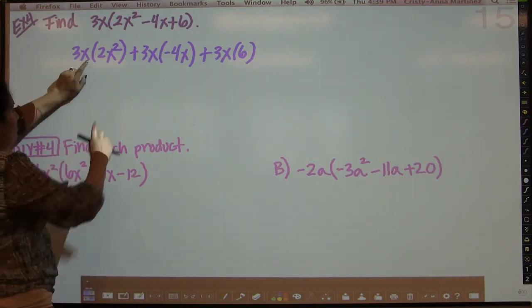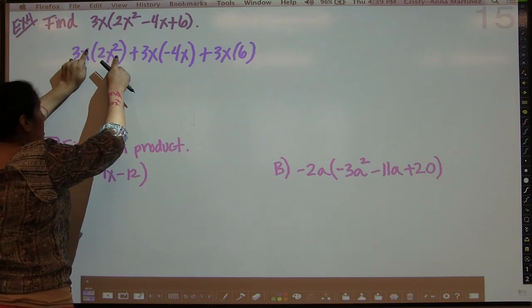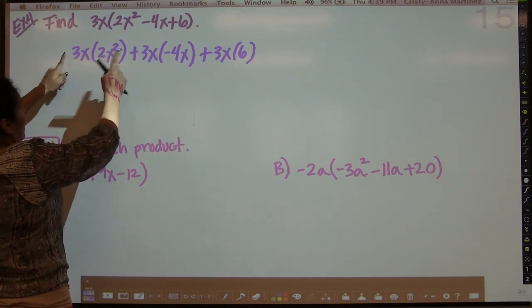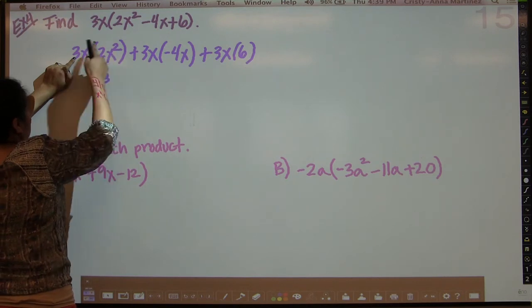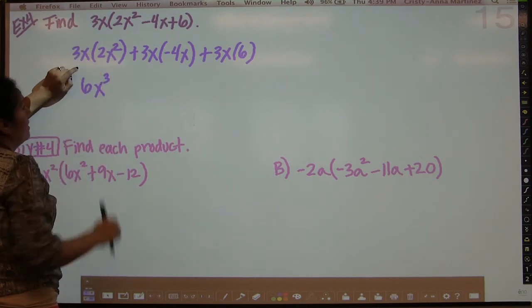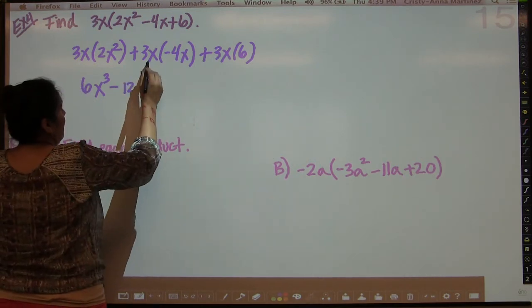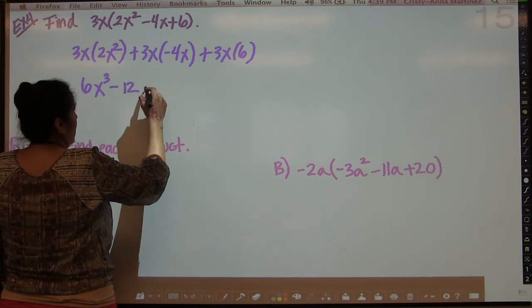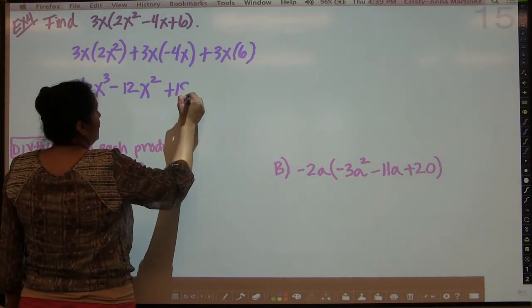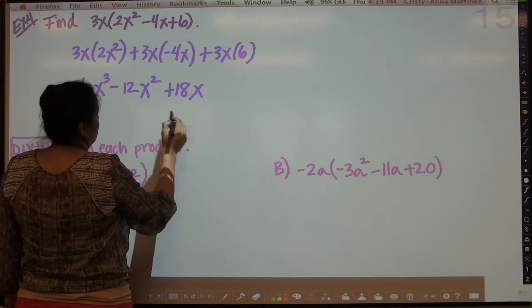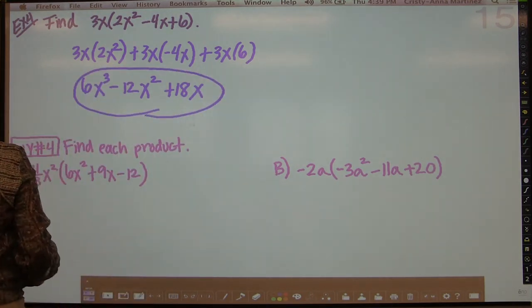And so as I said earlier, these are the same base, x and x. So this is an x to the 1, this is x to the second. So our property says to add the exponents. 3 times 2 is 6, so you get 6x cubed because 2 plus 1 is 3. In this case, 3 times negative 4 is negative 12. And x to the 1 and x to the 1, you add 1 and 1, you get x squared. 3 times 6 is 18, and then you have your x. There's only one x there, so you get 6x cubed minus 12x squared plus 18x.